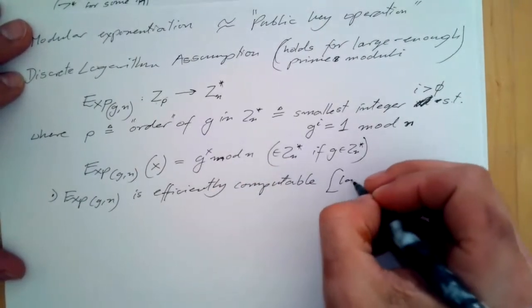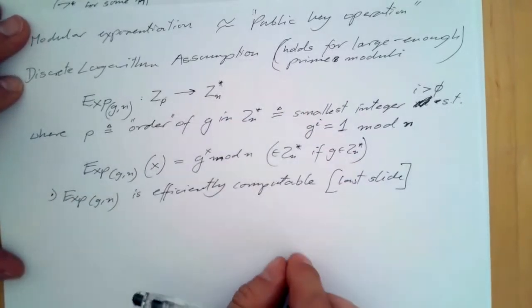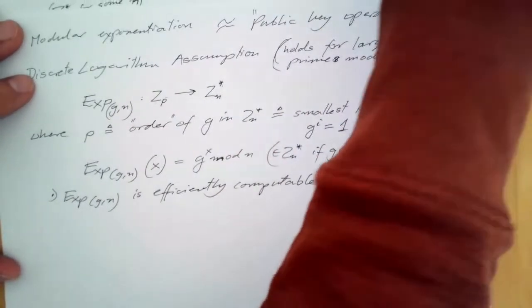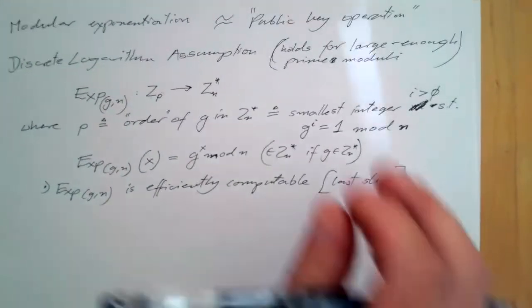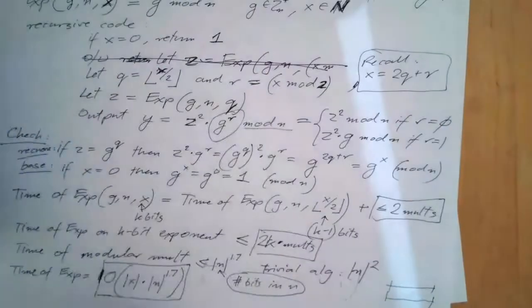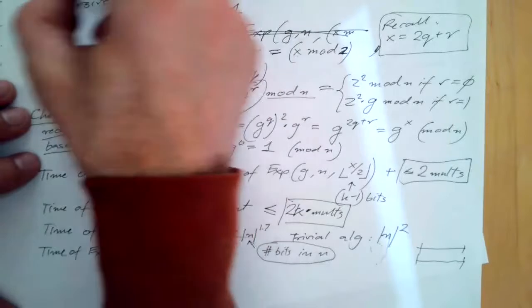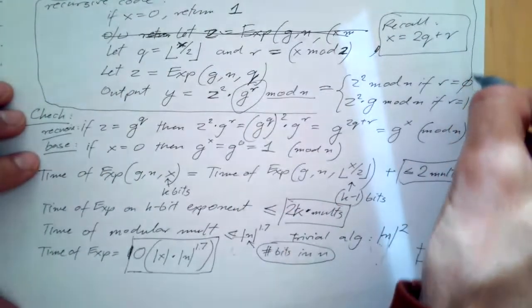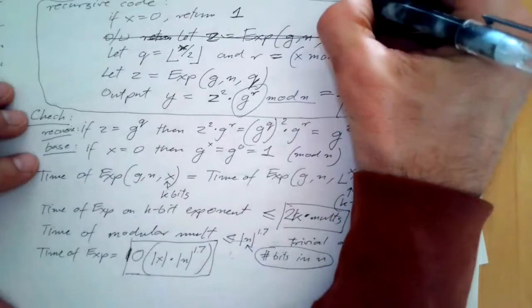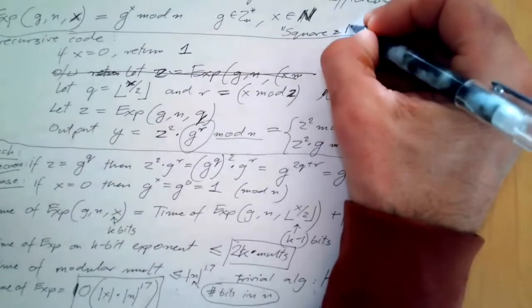That's the last slide, right? That's what we argued with this recursive algorithm. This recursive algorithm, by the way, is called square and multiply. Let me write this down here. This recursive code is called the square and multiply algorithm.